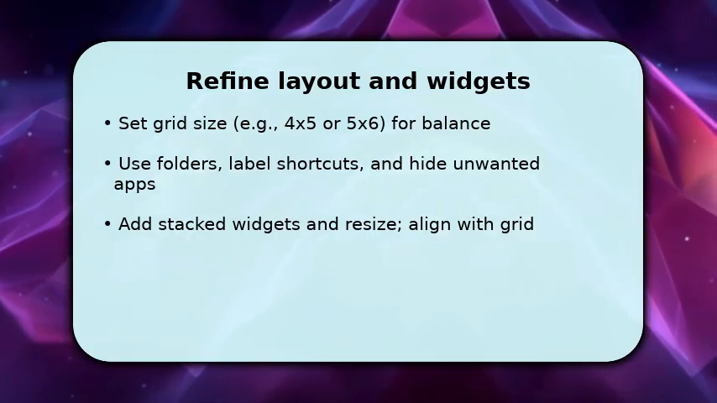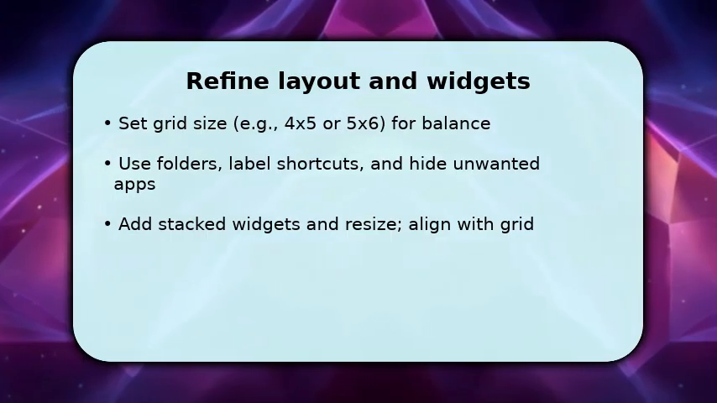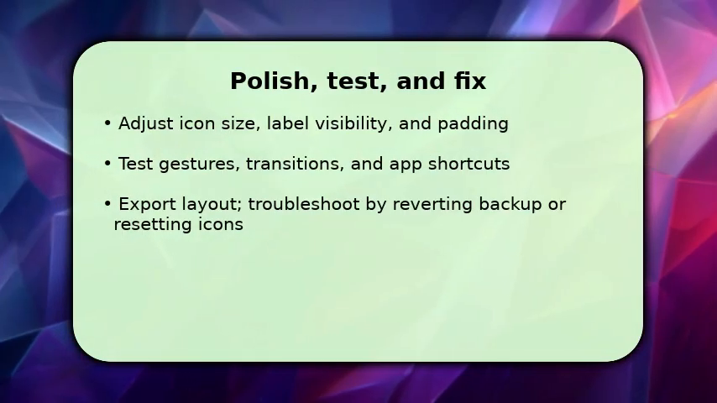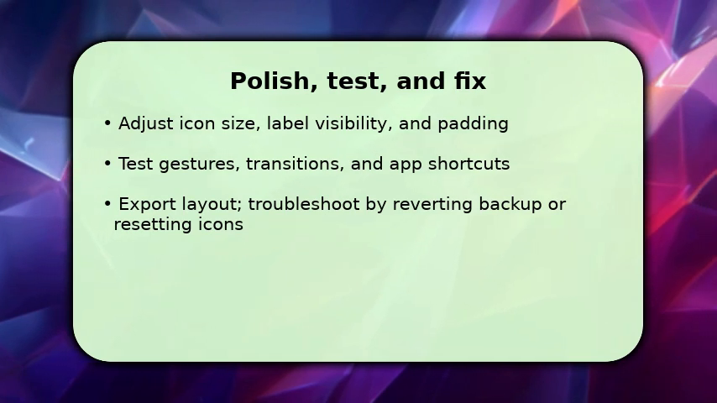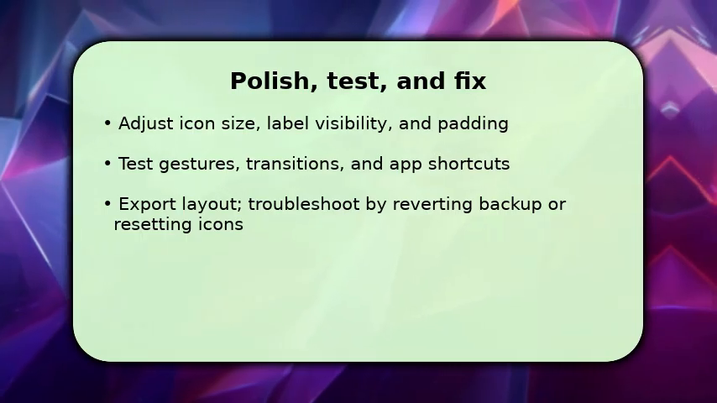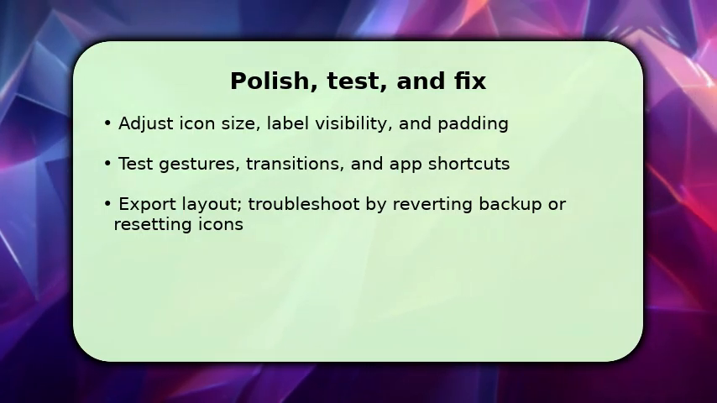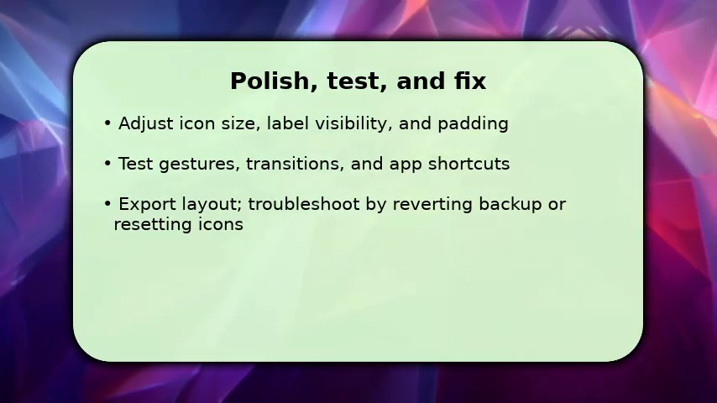Make sure gestures and swipe actions match how you use the phone so interaction is smooth and fast. Finish by polishing visual details and testing functionality. Tweak icon scale, hide or show labels, and fine-tune padding until rows and columns feel balanced. Test gestures, tap targets, and folder opening animations to ensure nothing interferes with daily use.